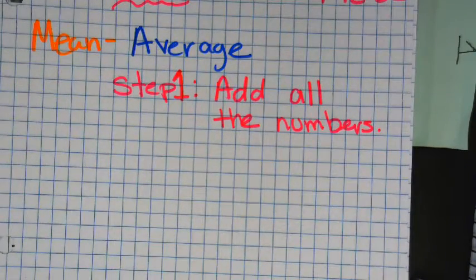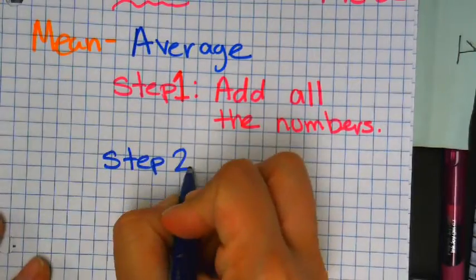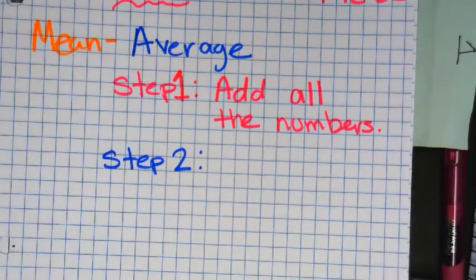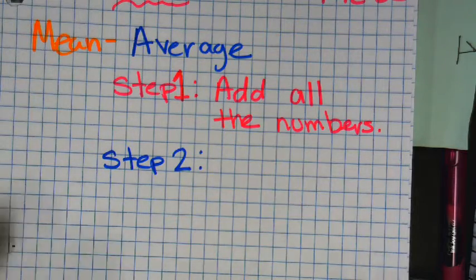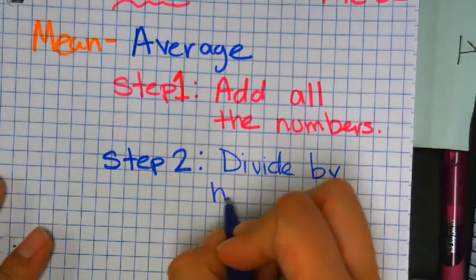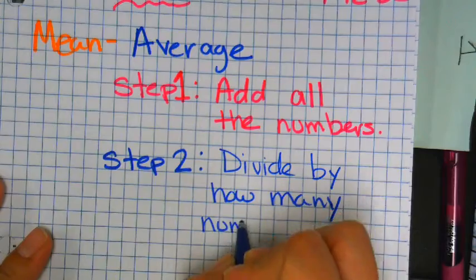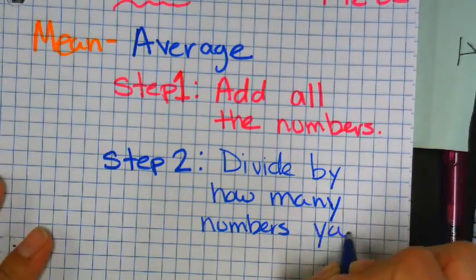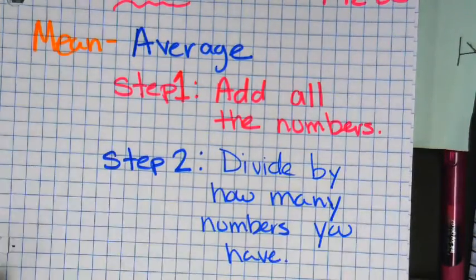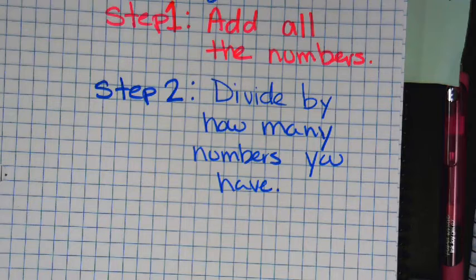That's pretty easy, straightforward. Step number 2, who remembers what step number 2 is? Kids get confused. Sometimes they think they have to just divide by 2. And it's like, no, it's divide by how many numbers you have. So if you have 5 numbers, you divide by 5. If you have 10 numbers, you divide by 10. If you have 2 numbers, you divide by 2. But it's divide by how many numbers you have.